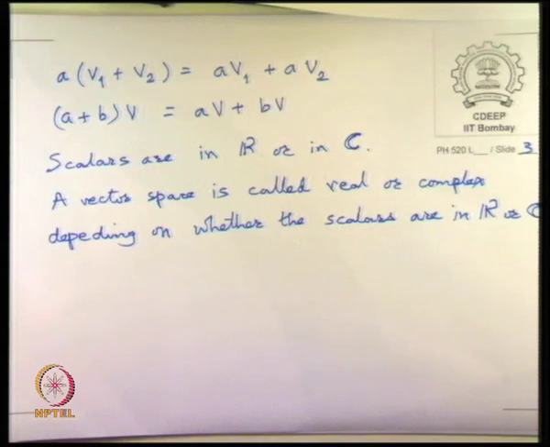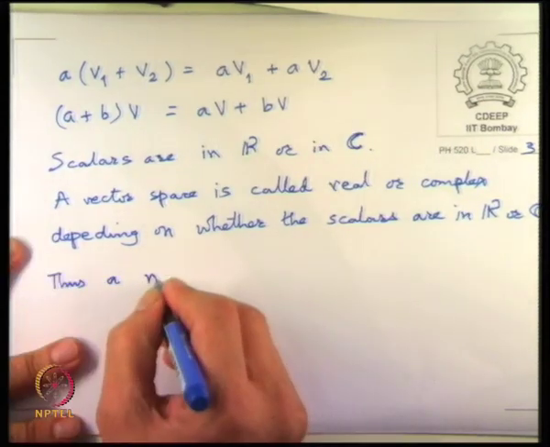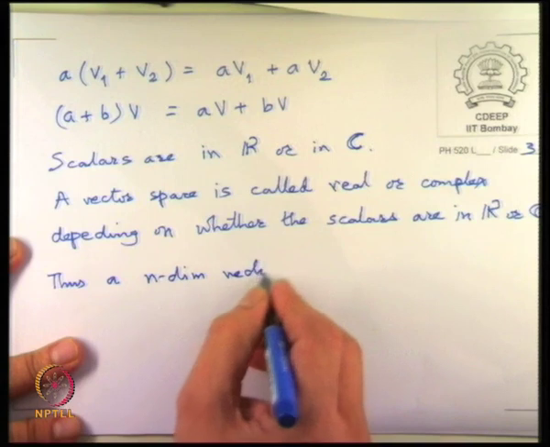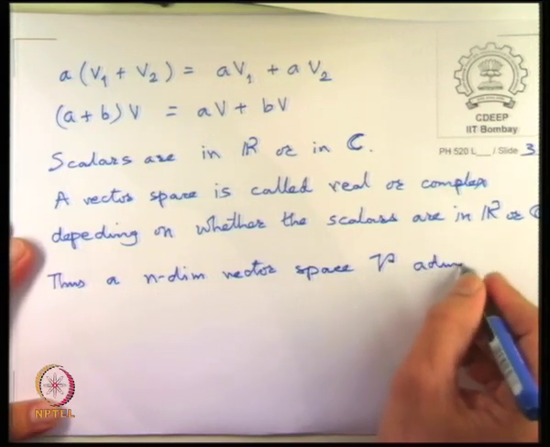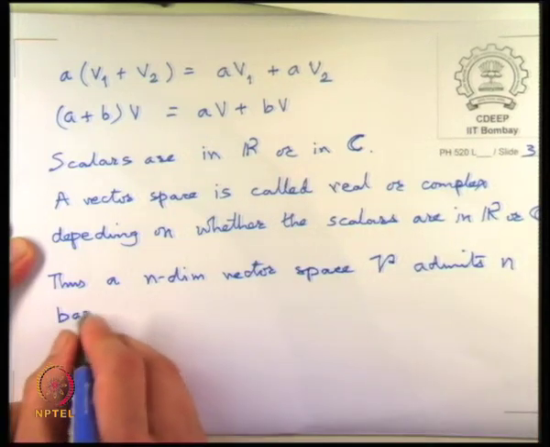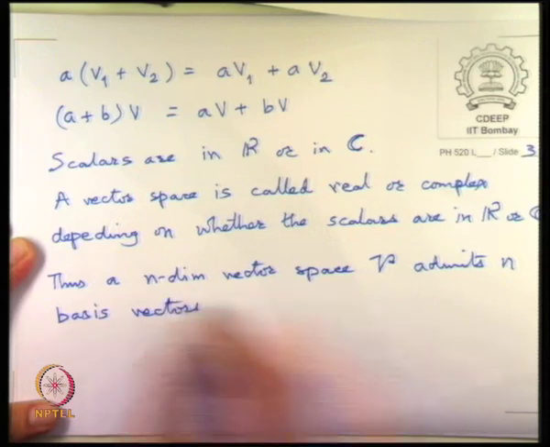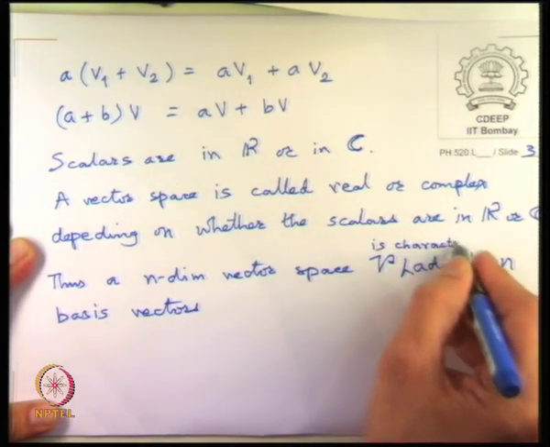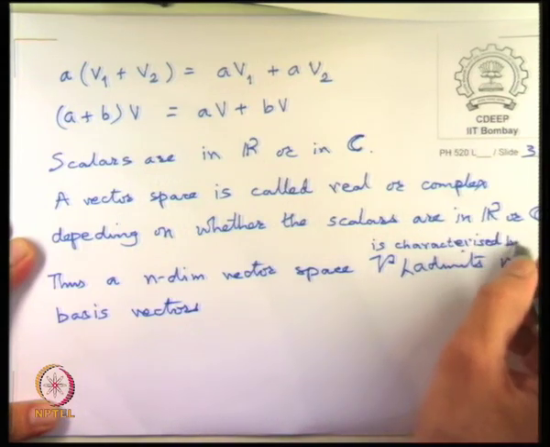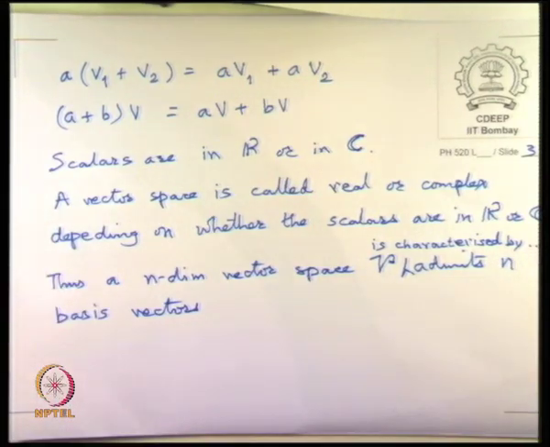What this means is you can have a vector space of dimension n. At this point I tell you nothing about whether it is multipliable by scalars or complex numbers. Then it just means that it has n basis vectors. Or vector space V is characterized by the fact that it admits n basis vectors. At this point these basis vectors are neither real nor complex, they are just basis.